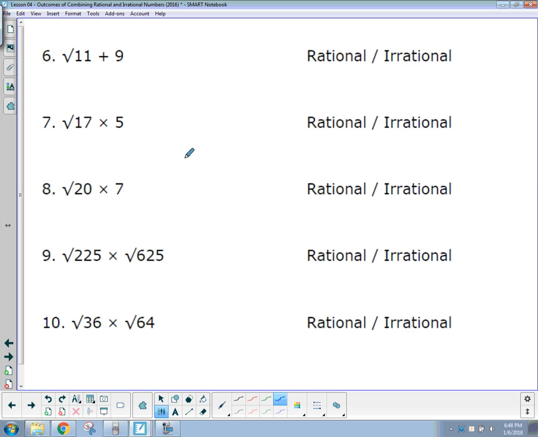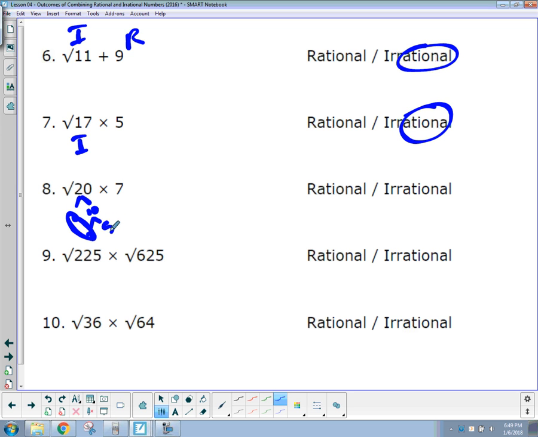Okay, we're back. So root 11 is going to be irrational. 9 is rational. It must be irrational. Root 17. Again, if I'm not mistaken, 17 is also another prime number, but it can't be broken down anymore. So it's irrational. 5 is rational. Your answer is going to be irrational. Root 20, be careful. Let's see, 2, 10, 2, 5. The 2's will move out, but that 5 stays behind, which makes this whole thing irrational. So therefore, it must be irrational.